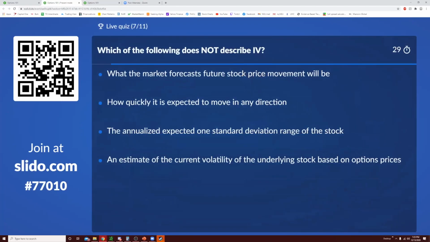Which of the following does not describe IV? What the market forecasts future stock price movement will be, how quickly it's expected to move in any direction, the annualized expected 1 standard deviation range of the stock, and estimate of the current volatility of the underlying stock based on option prices. This is a long one. 5 seconds.